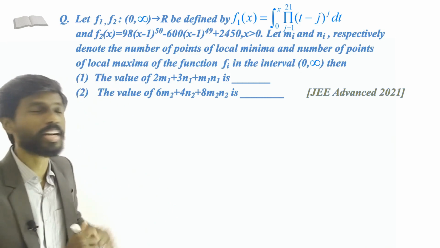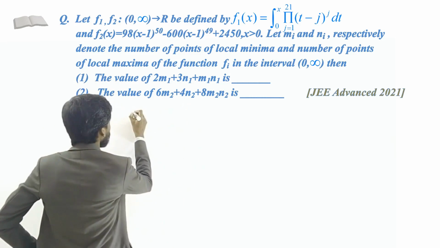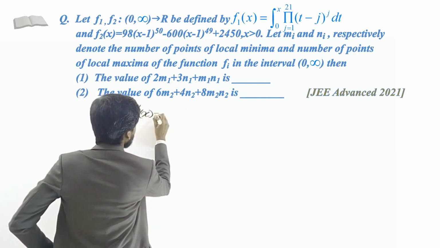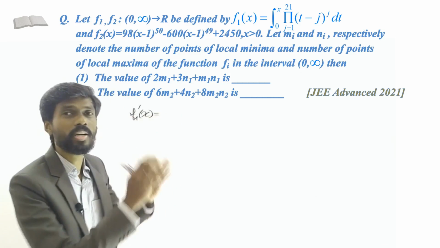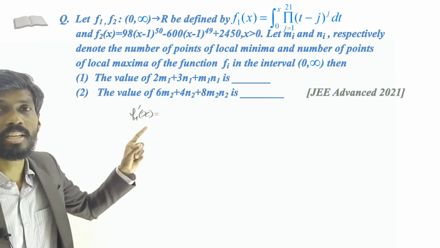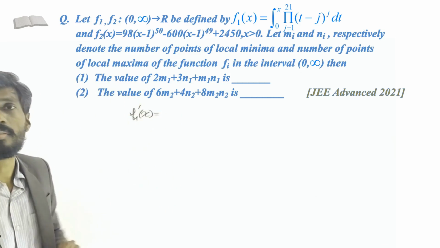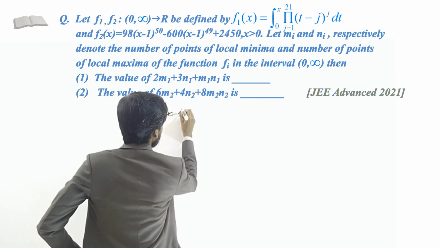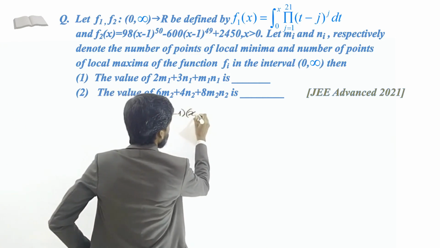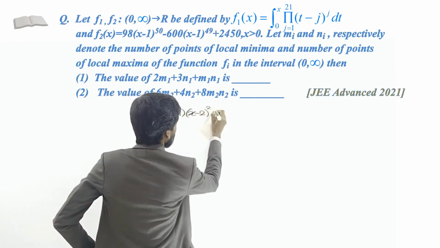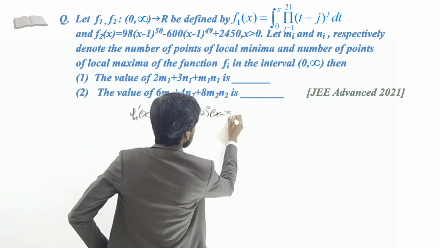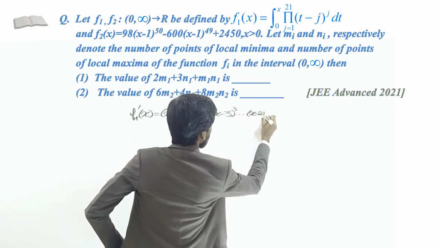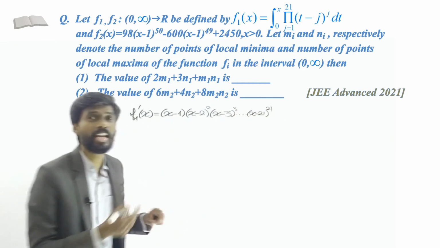Let us find the derivative directly. So I'm writing the derivative of the function f1 directly. So f1 dash is the derivative. That integral is gone, and you will get the function inside, with the variable of integration t substituted with x. That means you will get (x minus 1), that is the first term. Next term, j is 2, so (x minus 2) squared. Next, (x minus 3) cubed, and so on, up to (x minus 21) to the power 21. This is the derivative of the function.